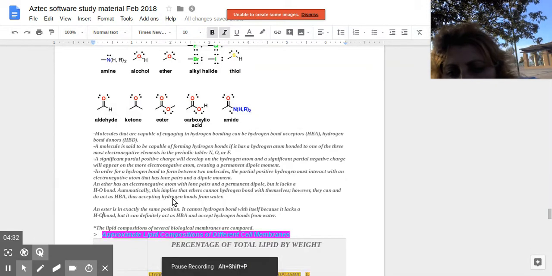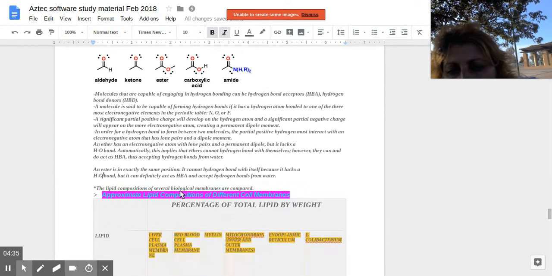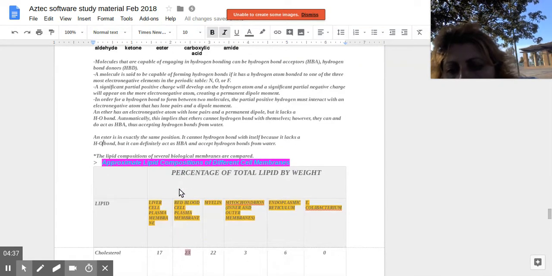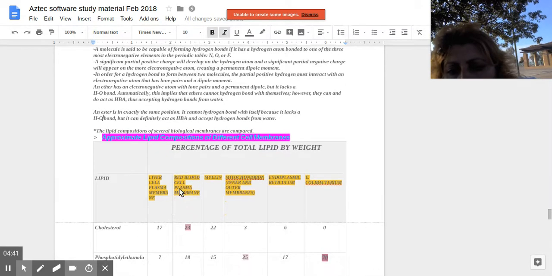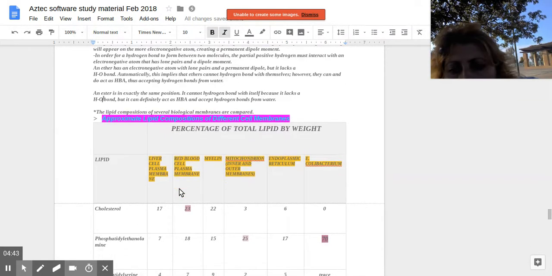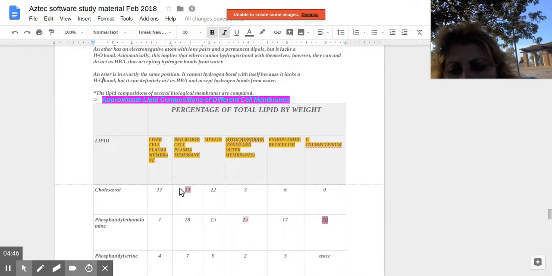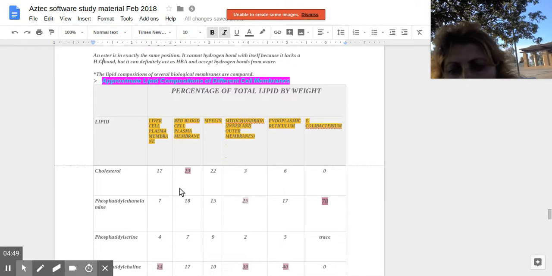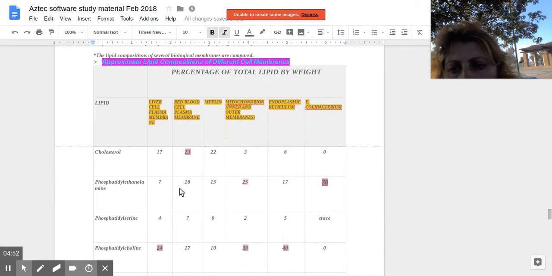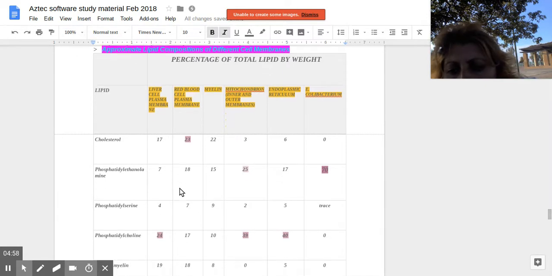So in the next section, membranes consist of lipids. Phospholipid is the main molecule making up cell membranes, biological membranes. So these are the various lipids making up cell membranes, and the different kinds of cells in different kinds of tissues have different compositions of these lipid molecules in them.